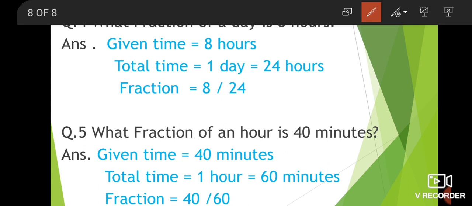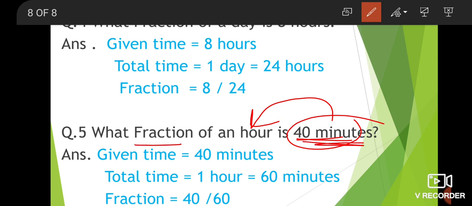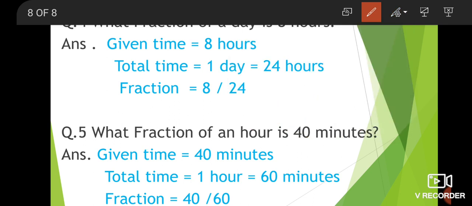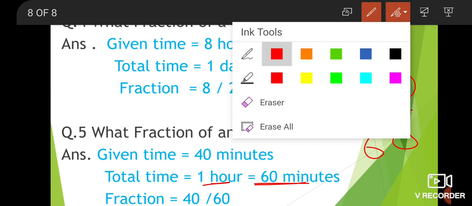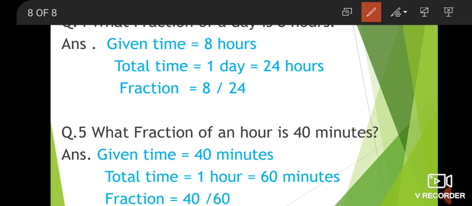Now what fraction of an hour is 40 minutes. So given time is 40 minutes. We have to find the fraction of 40 minutes out of an hour. हम लोग को 1 hour में से 40 minutes का फ्रैक्शन राइट करना है. So we will write 40 and the number of minutes. कितने मिनट्स होते हैं 1 hour में? 60 minutes. So we write here 60. 40/60. So the fraction will become 40/60. Hence question 5 is completed.